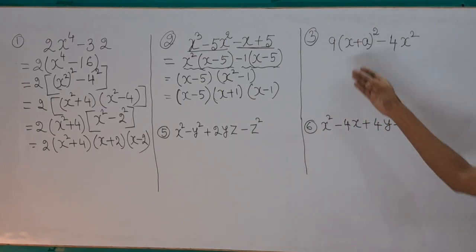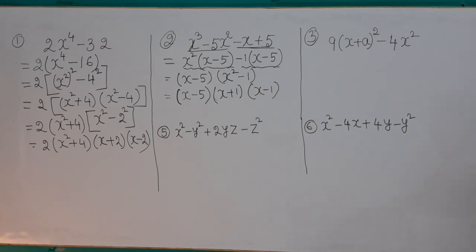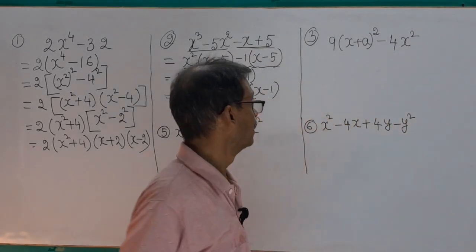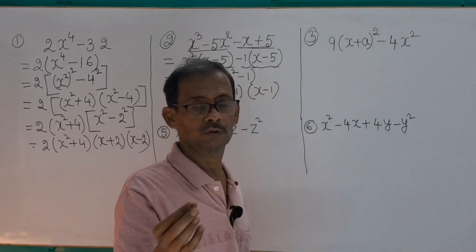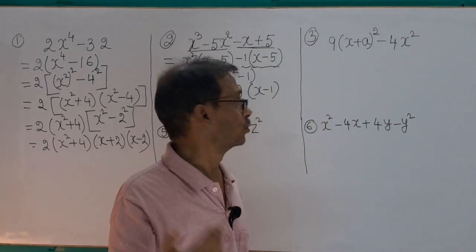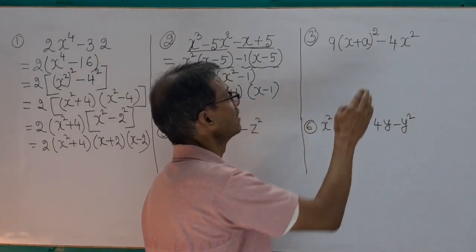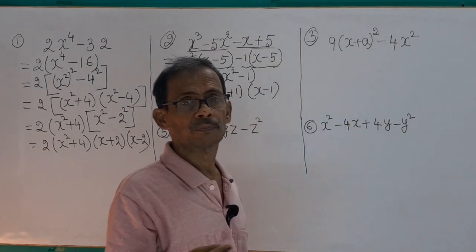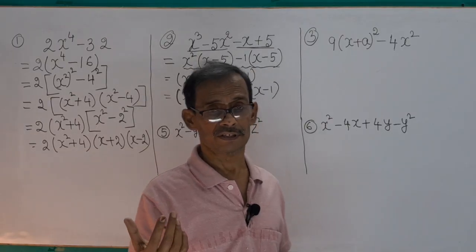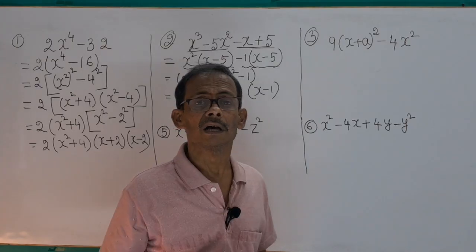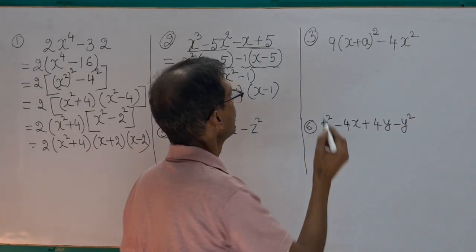Okay, let's see question number 3. 9 into x plus a whole square minus 4x square. Now this is also a very important concept. See, 9 is a square number, we know, 3 to the power 2. x plus a whole square is already in the square form. And this is also, you can find out now, 2x whole square is 4x square. So what is the problem? What is the challenge? Where the students make mistake.